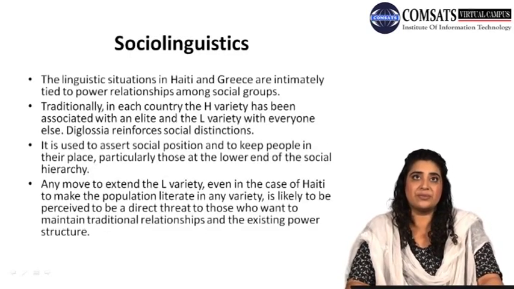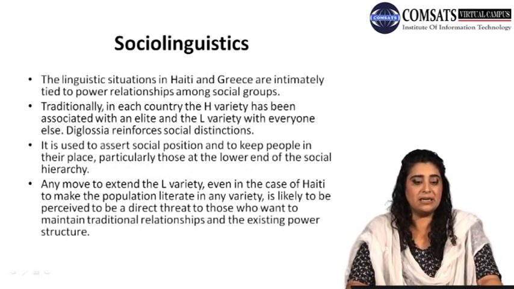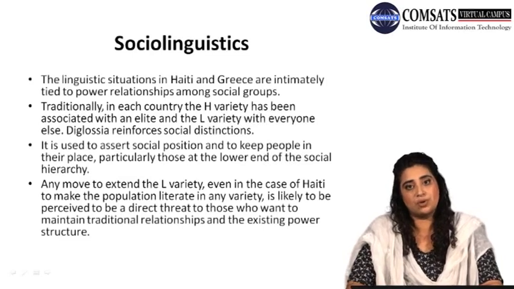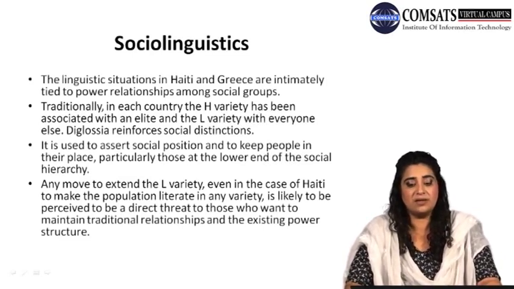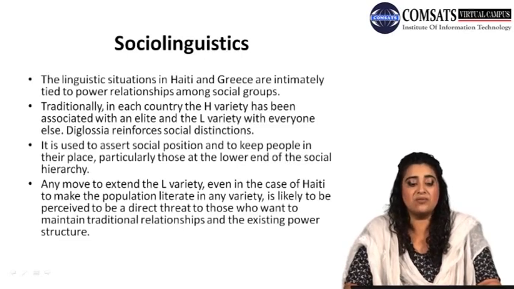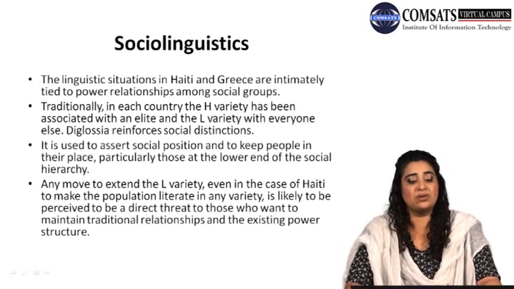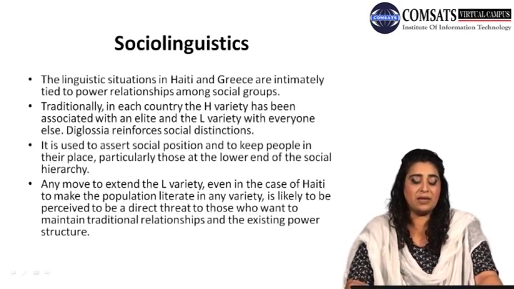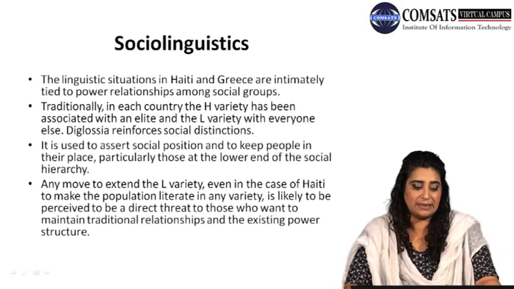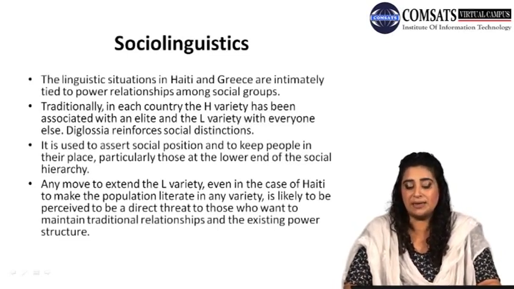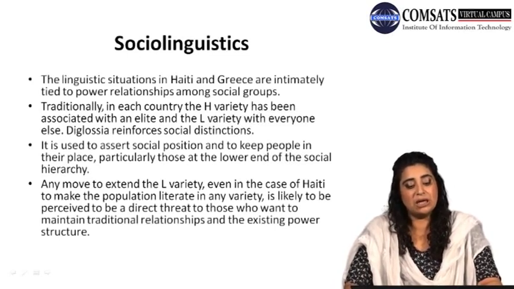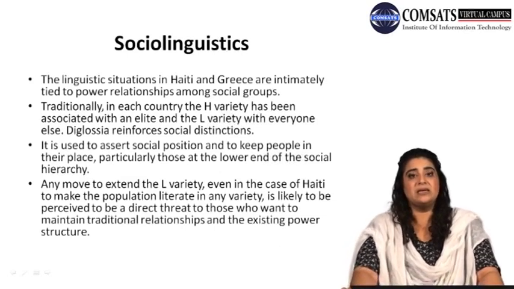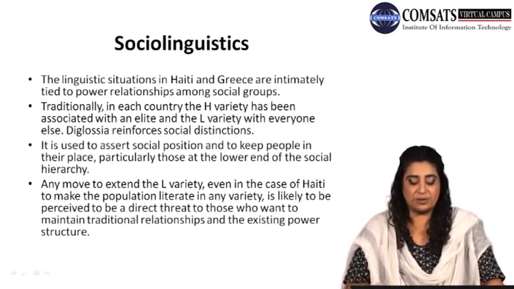So the linguistic situations in Haiti and Greece are intimately tied to power relationships among social groups. Now, traditionally in each country, the H variety has been associated with an elite and the L variety with everyone else. So diglossia reinforces social distinctions. It is used to assert social position and to keep people in their place, particularly those at the lower end of the social hierarchy. So any move to extend the L variety, even in the case of Haiti, to make the population literate in any variety, is likely to be perceived as a direct threat to those who want to maintain traditional relationships and the existing power structure.